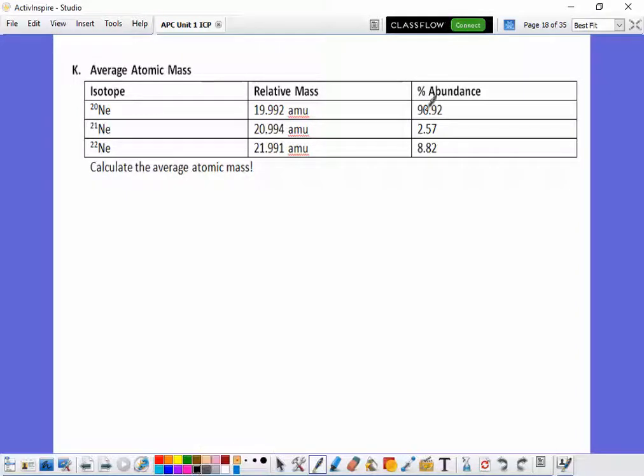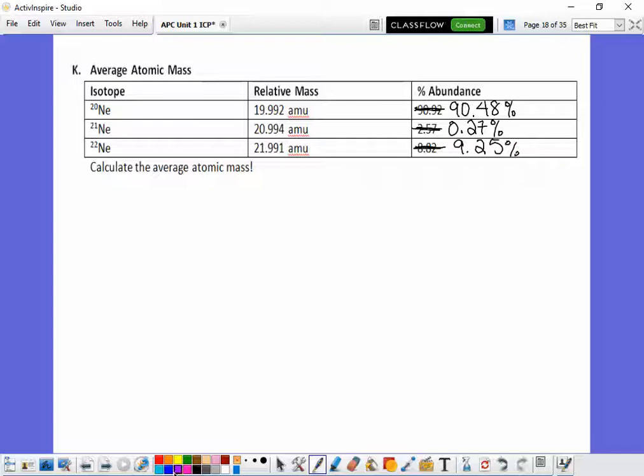So really, this first one should be 90.48. Like all of them are wrong for some reason. Second one should be 0.27. And the third one should be 9.25.